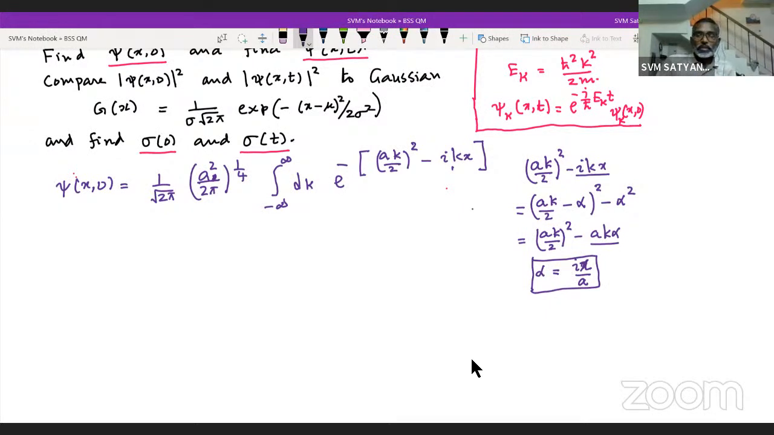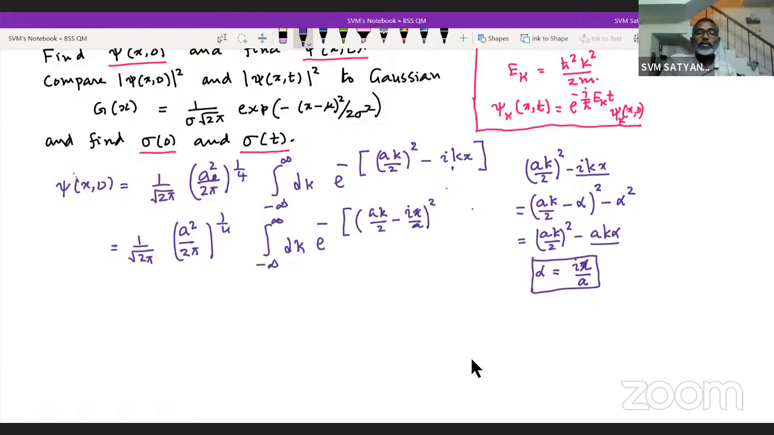That means this entire expression, I can write it as 1 by root 2 pi, a square by 2 pi to the power 1 by 4, into integral minus infinity to infinity dk e to the power minus, I have (ak/2 − ix/a) whole square minus (ix/a) the square. That is this one, minus α square.